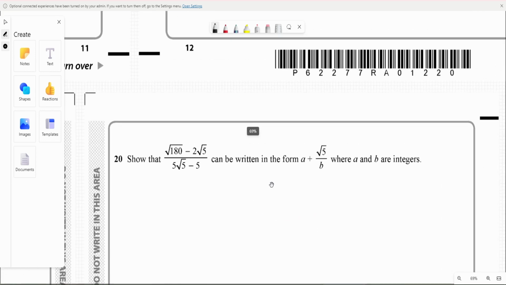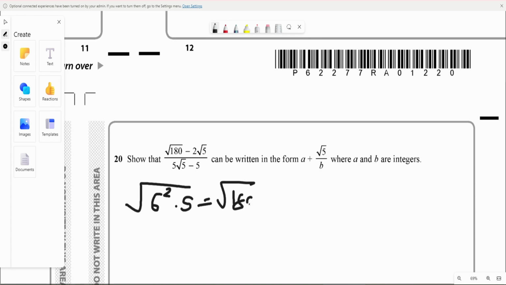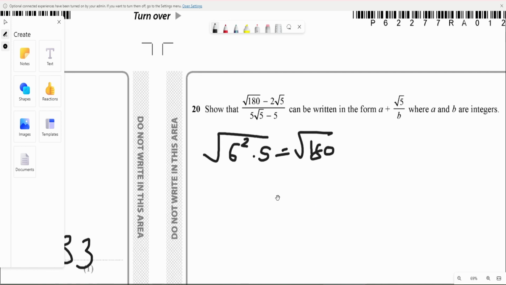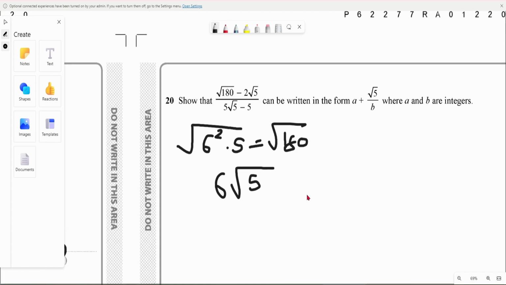Right, question 20. It says, show that the square root of 180 minus 2 square root of 5, divided by 5 square root of 5 minus 5, can be written in the form a plus square root of 5, divided by b, where a and b are integers. The first thing to do with this question is we can rewrite the square root of 180 as the square root of 6 squared times 5. That is equal to the square root of 180. Now the square root of 6 squared is just going to give us 6, and that leaves us with 6 square root of 5.